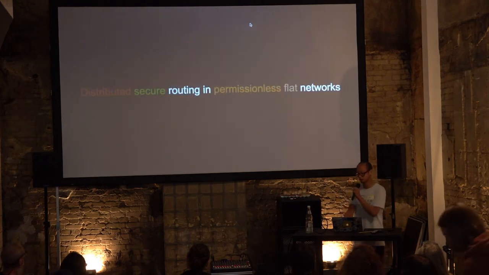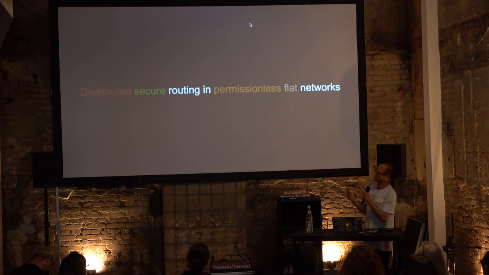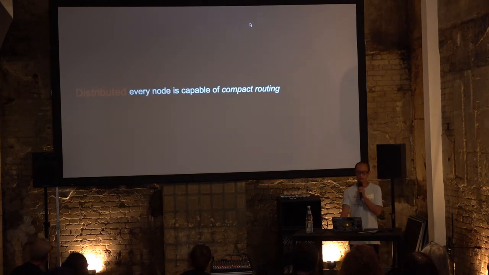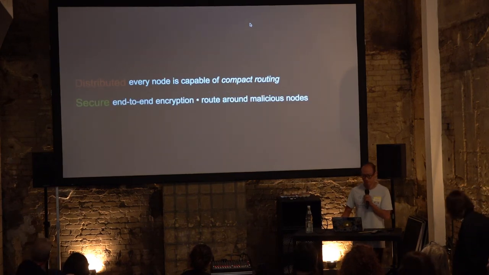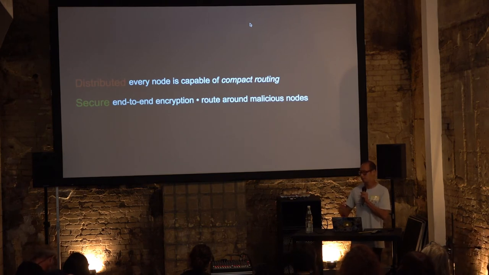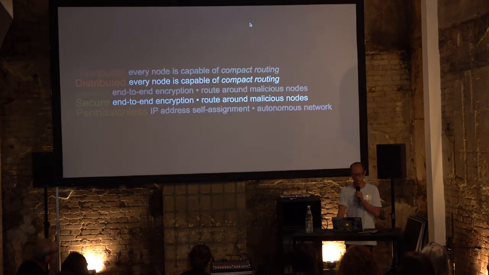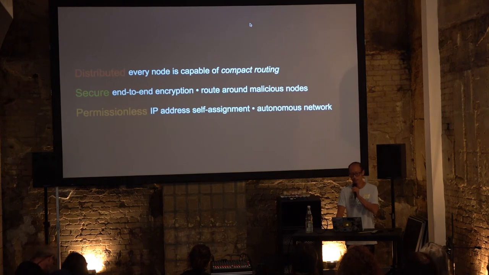So let's talk about this other way of thinking about packet routing in these terms. So I want to emphasize these words. What do they mean? Distributed means every node is capable of doing compact routing. We're going to define compact routing later. Secure means in a network that's flat like this, you want to have end-to-end encryption and some sort of ability to route around malicious nodes. Permissionless means IP addresses can be self-assigned. You don't have to ask for permission in order to participate in this network.